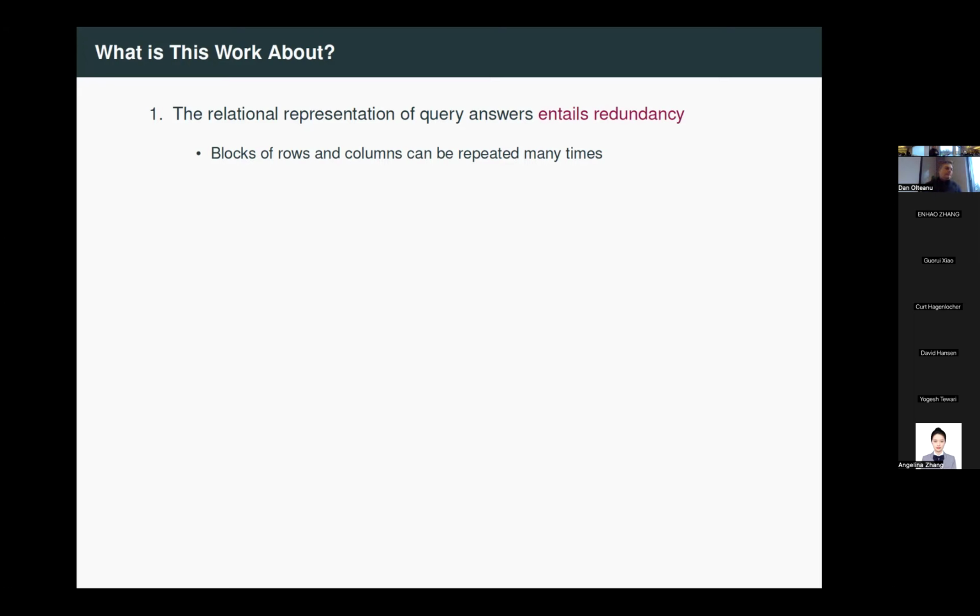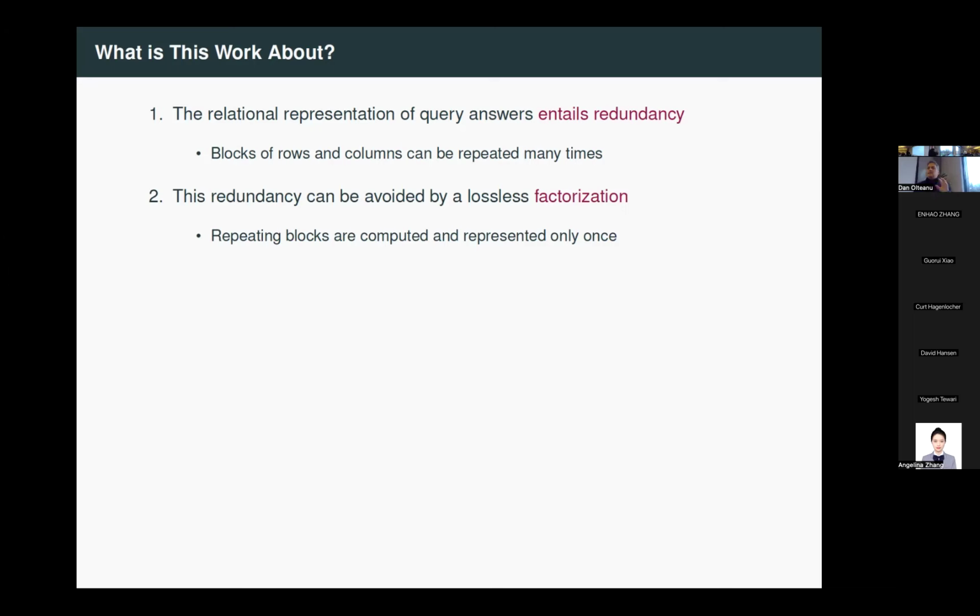You can take it like this. I will show you examples where blocks of rows and columns are repeated many times. So the question is, can we get rid of that? The second observation is that this redundancy can be avoided in a lossless manner. That is, you don't have to have a lossy compression. And this is by means of what we call factorization, which reminds of the arithmetic factorization you might be used to from primary school. When you say 2 times 5 plus 2 times 6, you can say instead 2 times (5 plus 6). It's exactly the same, but now applied to data in databases.